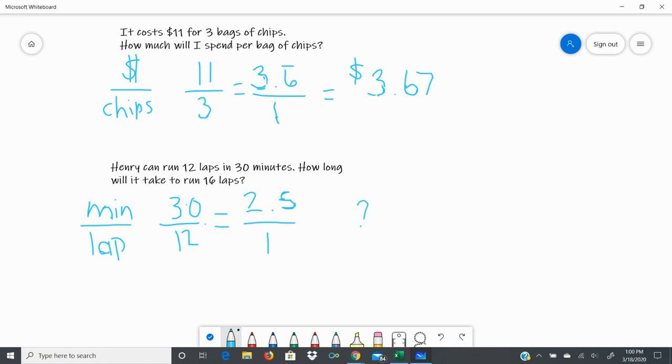Well, if I know that it takes 2.5 minutes to run one lap, all I need to do is multiply that number by 16 laps to get the total time it's going to take me. 2.5 times 16 is equal to 40 minutes. By now, you know my stylus is not good. So anyway, that's the abbreviation MIN, M-I-N, for minutes. It looks not like that at all.